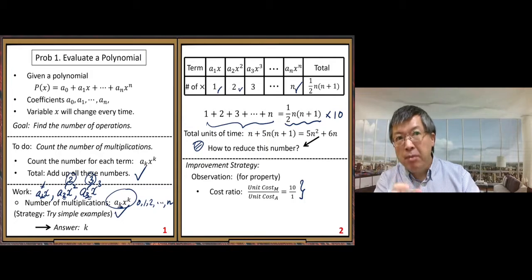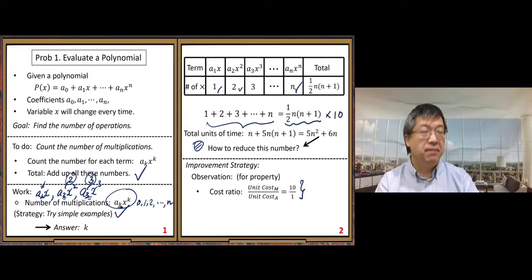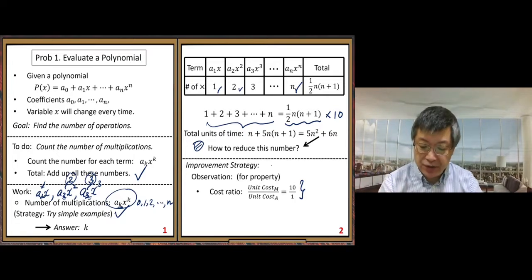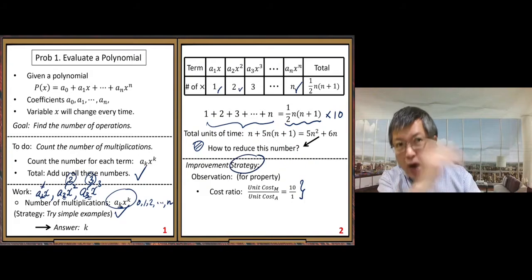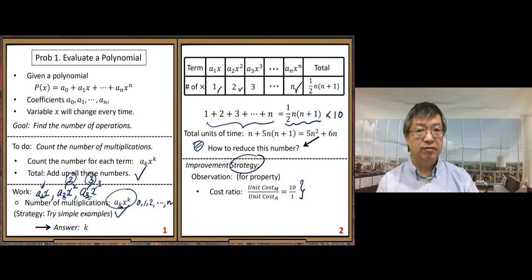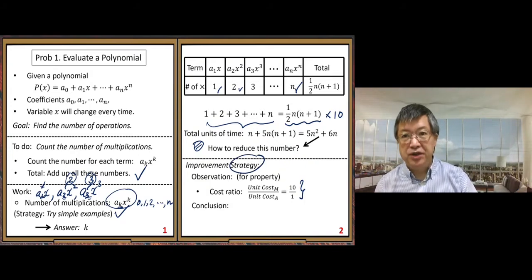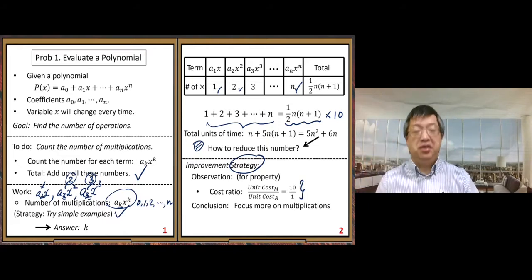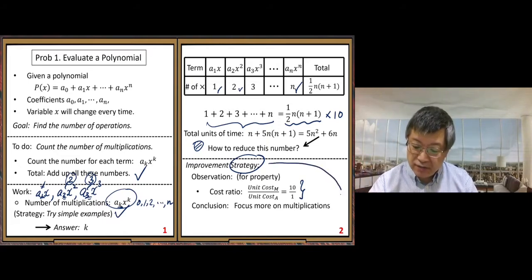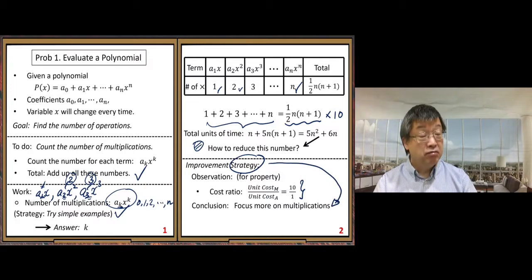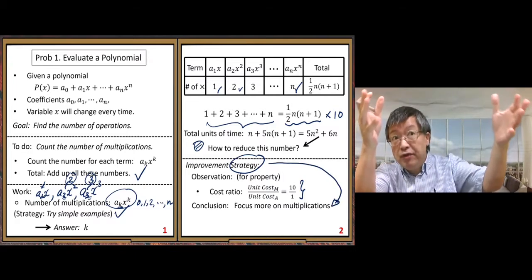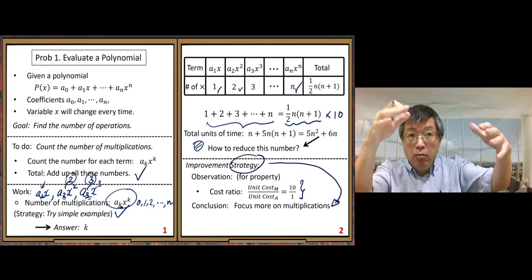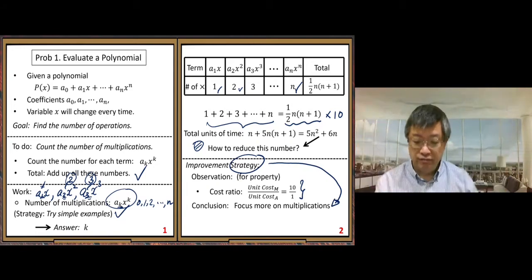This number tells us something pretty important for our strategy, because here we'd like to get some strategy first. So the conclusion is: focus on multiplications. This is the strategy improvement, because when we focus on the multiplication part, we have more room to improve.